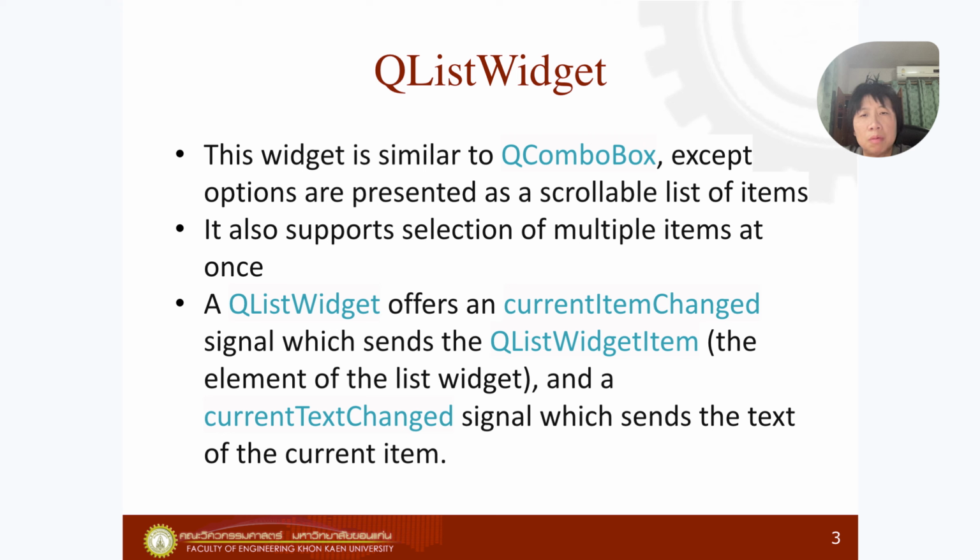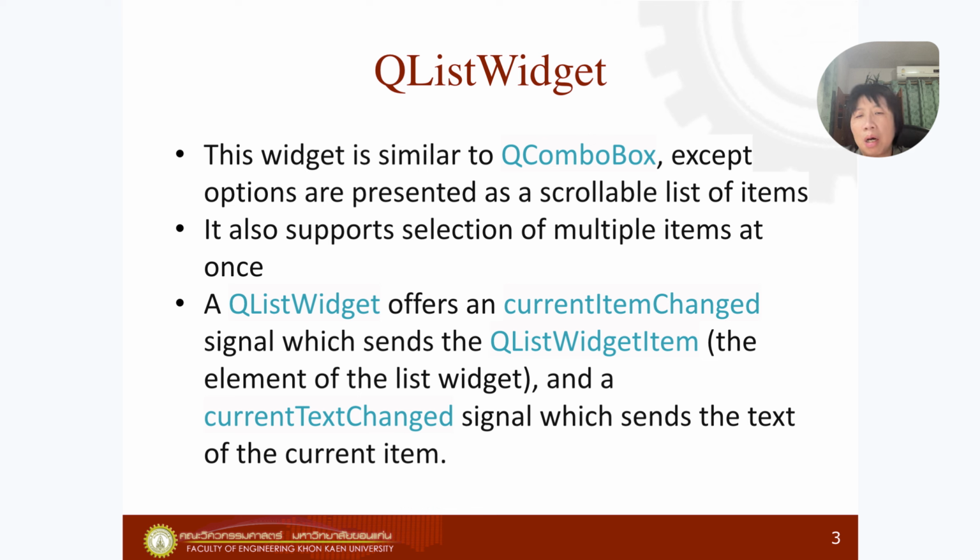So, previously we have learned about QComboBox, right? Here we will learn about QListWidget. QListWidget is similar to QComboBox, except that the options presented are a scrollable list of items. And unlike QComboBox where we can select only one item at a time, in QListWidget we can select multiple items at once.